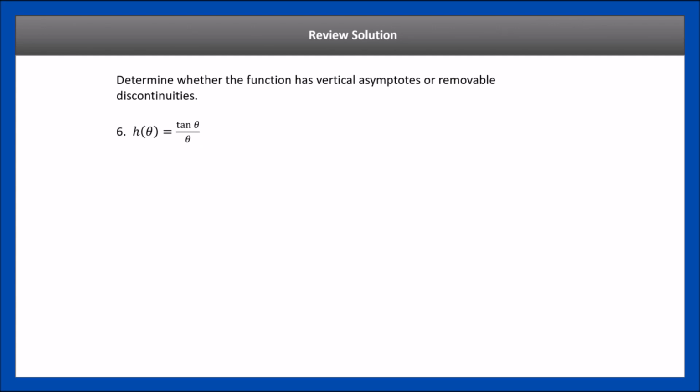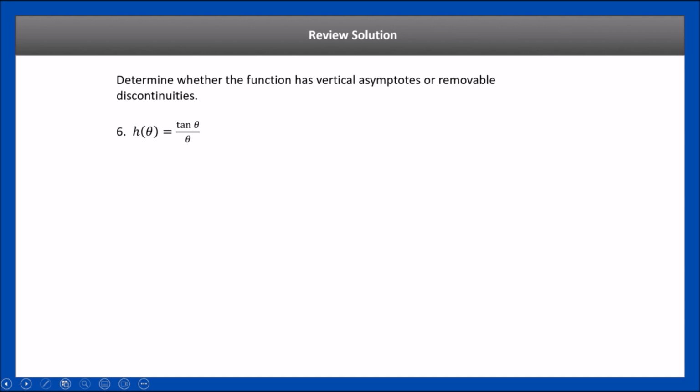All right, so number 6, we have h of theta equals tangent of theta over theta. So first let's look at, well, obviously, if we plug in 0 into the denominator, we're going to get 0, right?